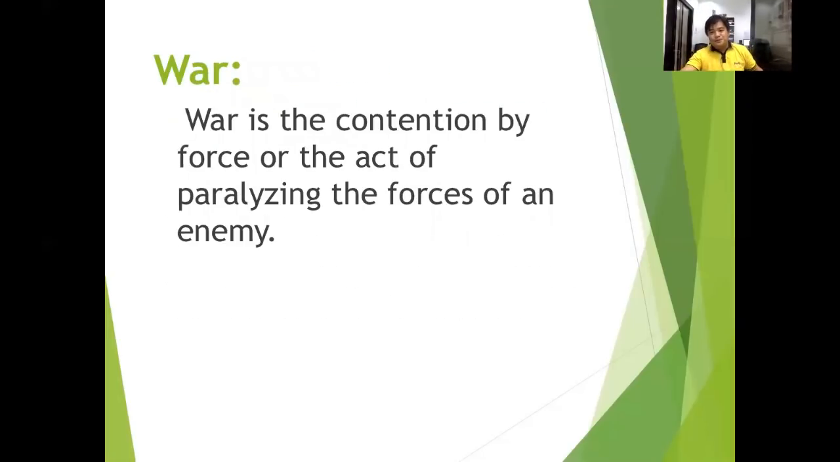Let's go to war. So, war is defined as a contention by force or the act of paralyzing the forces of an enemy. Why is it that we must discuss war? Because Section 2 of Article 2 of the Constitution states that the Philippines renounces war as an instrument of national policy. So, ayaw natin sa giyera.